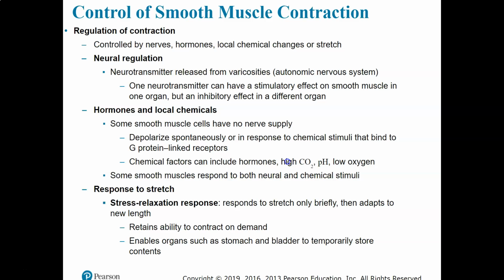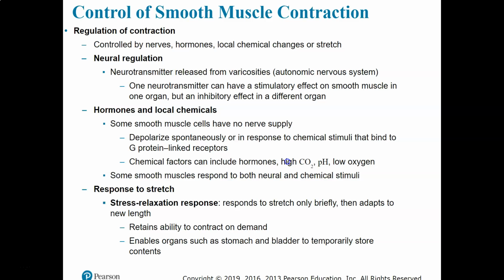They can also respond to hormones and local chemicals. So some smooth muscles don't have any connection to the nervous system. So they may spontaneously depolarize, just have those pacemakers like we talked about. But they can also respond to things like hormones or chemical signals that indicate the relative state of your body, like CO2 levels or pH or oxygen levels. So smooth muscles can respond to neurotransmitters, or they can respond to local stimuli.